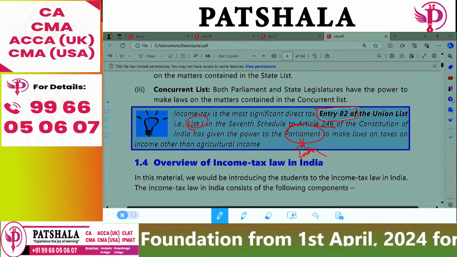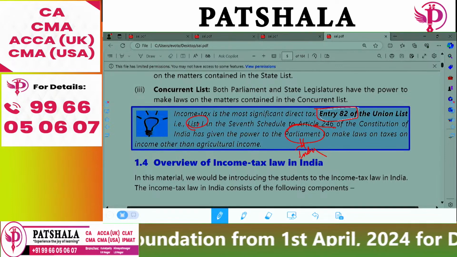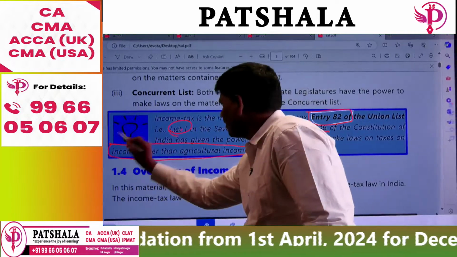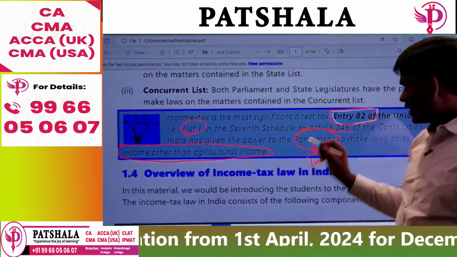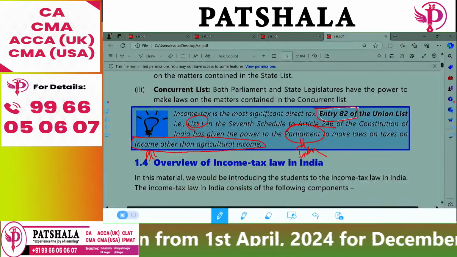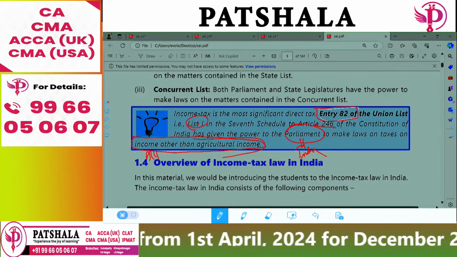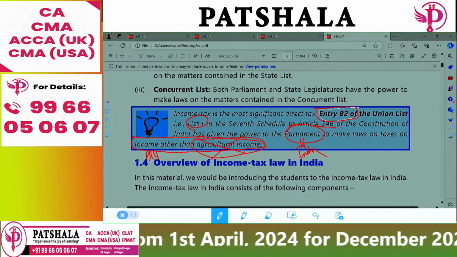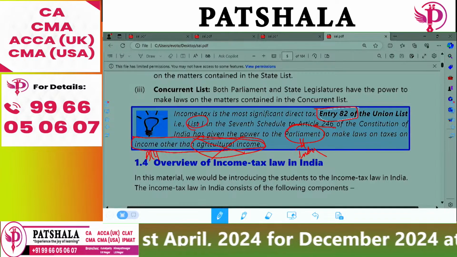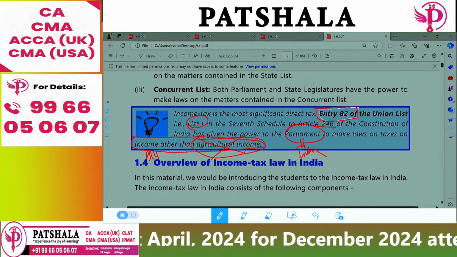Then, to make laws on taxes on income, look at this. This is very important. Income other than agricultural income. So the entry itself is saying that we are going to tax all income except agricultural income. So agricultural income in India is completely exempt from tax. There is no tax on agricultural income. Clear?